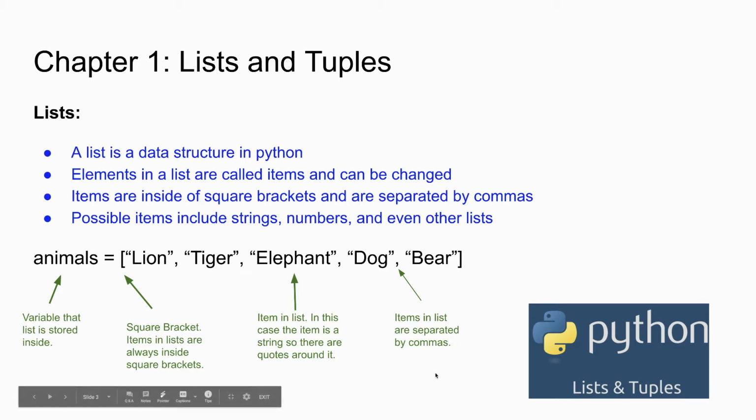So this is an example of a list. We say here animals, that's the variable name that the list is stored inside, and the list is inside of square brackets, and the items are separated by commas, and we have our items: lion, tiger, elephant, dog, and bear. And these items are inside of quotes because they are pieces of text.